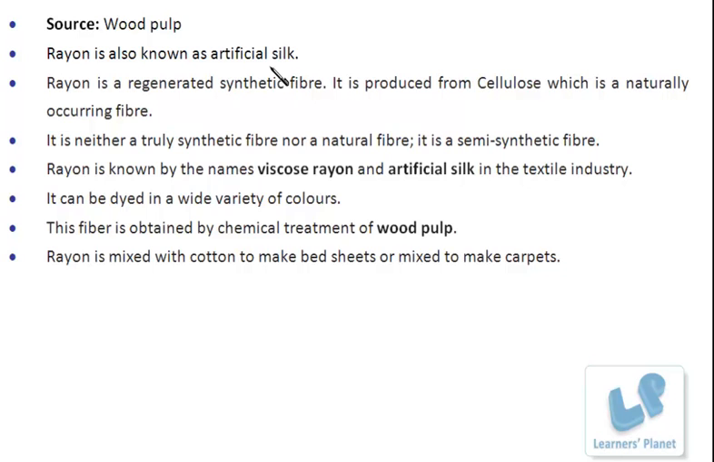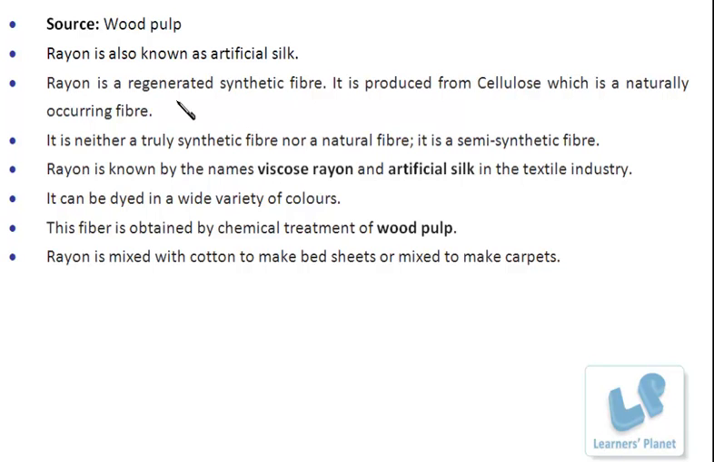Rayon is also known as artificial silk. See, it doesn't crush. See, it's your natural silk. Natural silk, if you just throw it, it wrinkles easily. Natural silk, when it is worn also, it wrinkles up. But artificial silk doesn't wrinkle easily, and it doesn't require careful ironing. Natural silk requires very careful ironing.